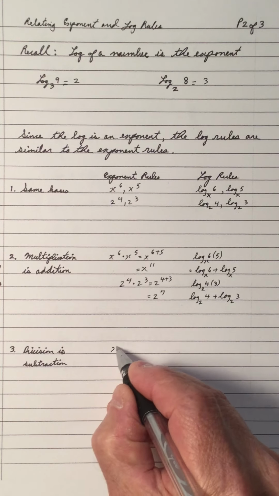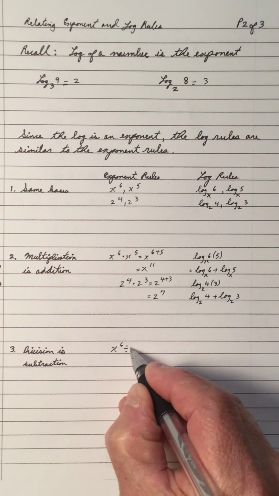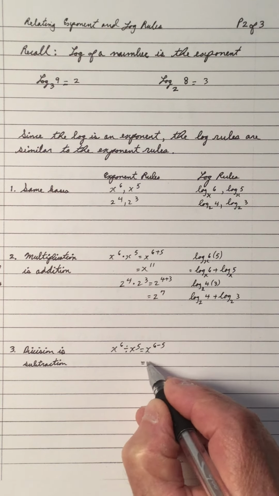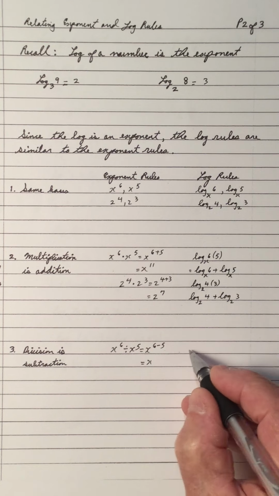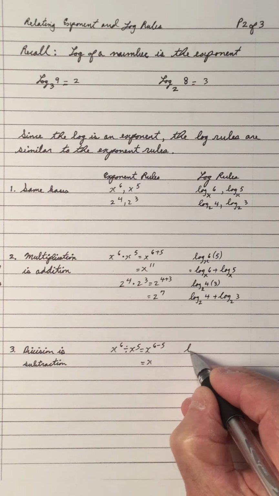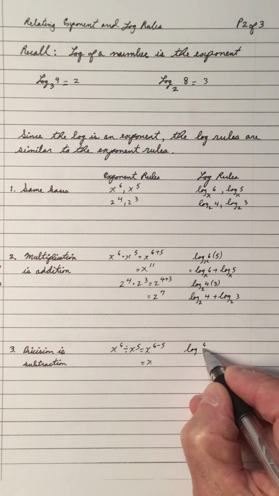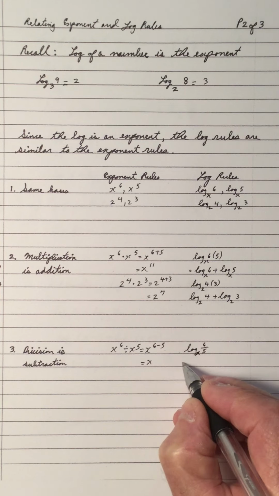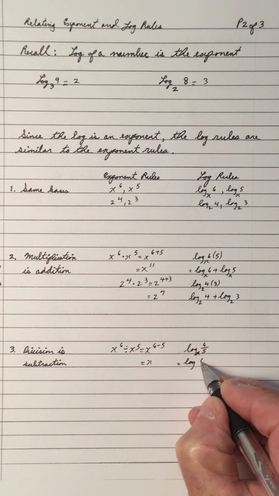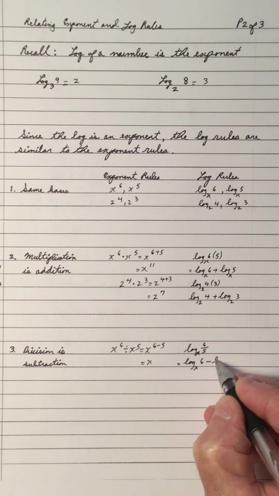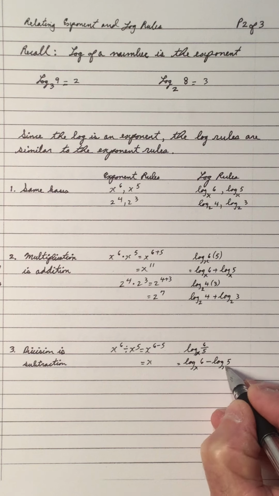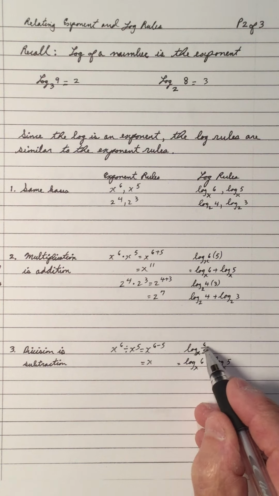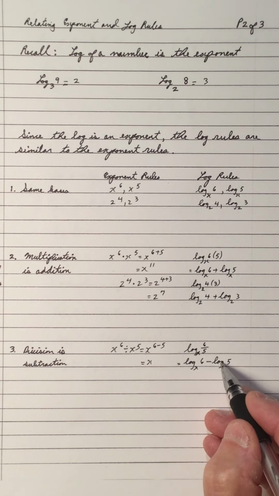And let's look at the division. x to the 6 divided by x to the 5. So that's x to the 6 minus 5. So that's x to the 1, which is x. And if we have a division, so the log of 6 divided by 5 when the base is x is, that's the log 6 base x subtract the log of 5 base x. So when we're dividing, we subtract the exponents. So when we're dividing with logs, we subtract the logs.